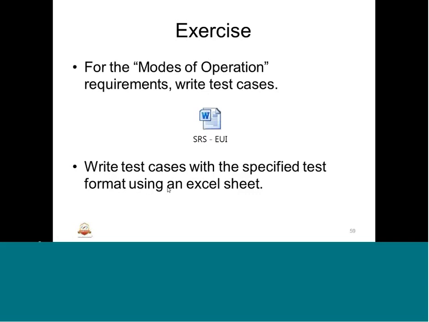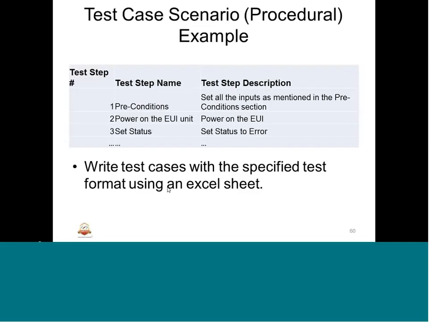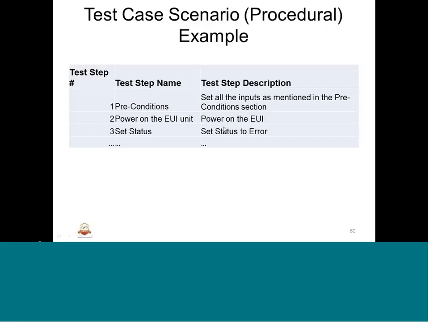And as I said, you can use an Excel sheet to write it. The Excel sheet can be something like this. This is of course an example for a test case scenario or procedural example. We can enter test step 1, 2, 3, 4. Test step name: just highlight what I am going to do. So in the description, I am going to say set all the inputs as mentioned in the precondition section. Preconditions means it will be pointing to a section which will specify the conditions that are required for executing this particular test.